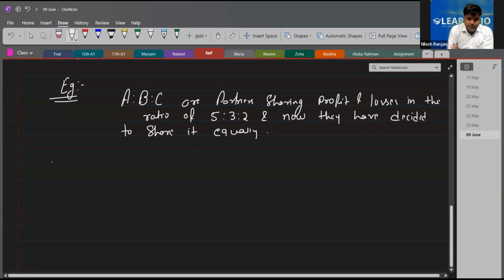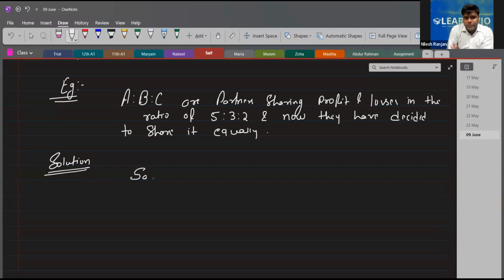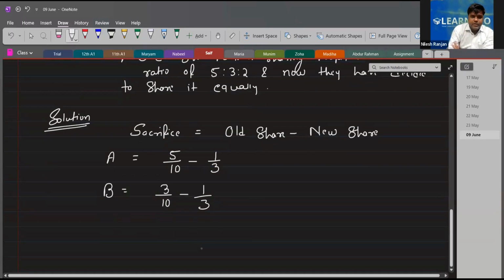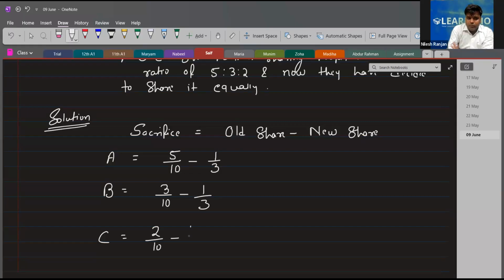If we have to calculate sacrifice or gain, whatever formula you are using, you will write the formula first. Sacrifice equals old share minus new share. Now for all the partners, A's old share was 5/10, A's new share is 1/3. B's old share was 3/10, B's new share is 1/3. And again C's old share was 2/10, new share is 1/3.